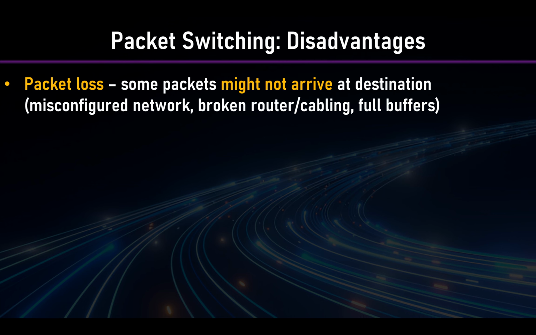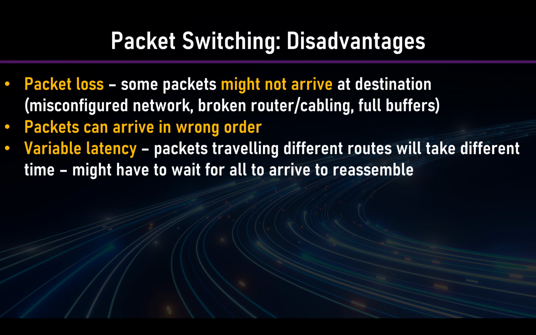Right, disadvantages: packet loss. Some packets might not arrive at the destination because of, let's say, a misconfigured network, a broken router, broken cabling, and full buffers. If the router's buffer is full, then it's not going to be able to receive those incoming packets. Also, packets can arrive in the wrong order. And there's variable latency, because packets traveling different routes are going to take different times.